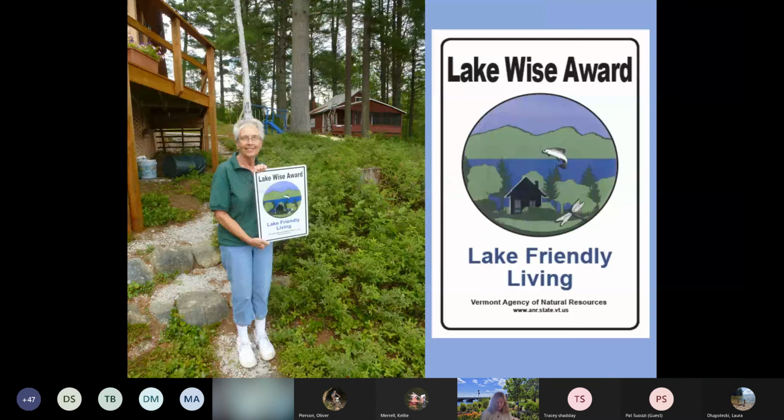The Lakewise program, as most of you know, is a shoreline initiative that awards lake-friendly shoreline property. Lakewise is based on social science research that shows people are most influenced by their neighbors. The Lakewise Award sign showcases lake-friendly properties and is meant to inspire others along the shore to make improvements so they can too earn the award and help protect their lake.